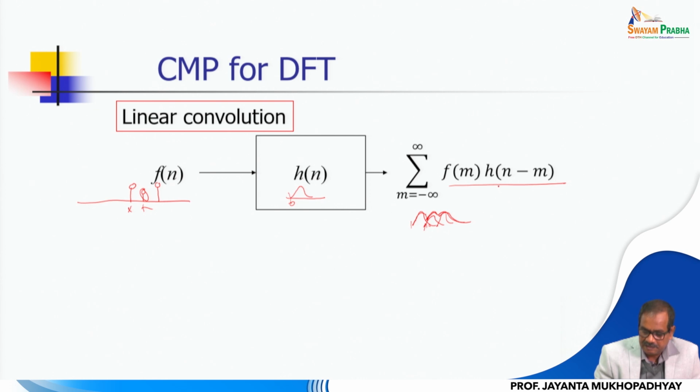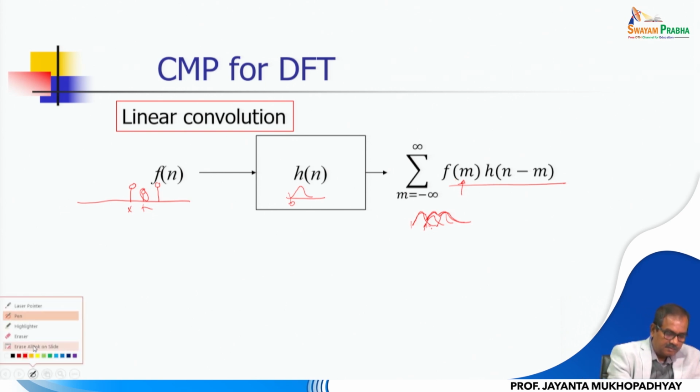You can consider that your impulse response is shifted at every point. This is h[n minus m], and then multiplied by the corresponding functional value at the mth point, and then the aggregation, the accumulation of them, is giving you the linear output of the system.